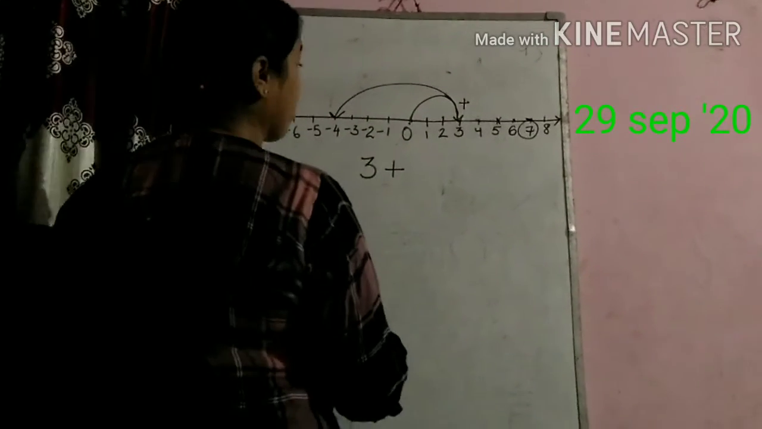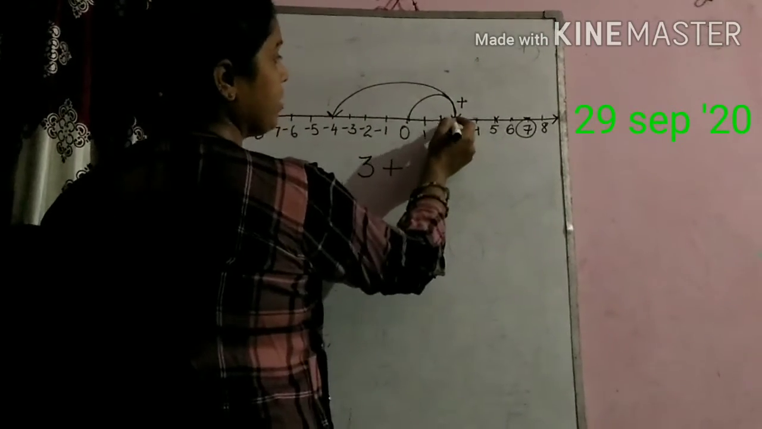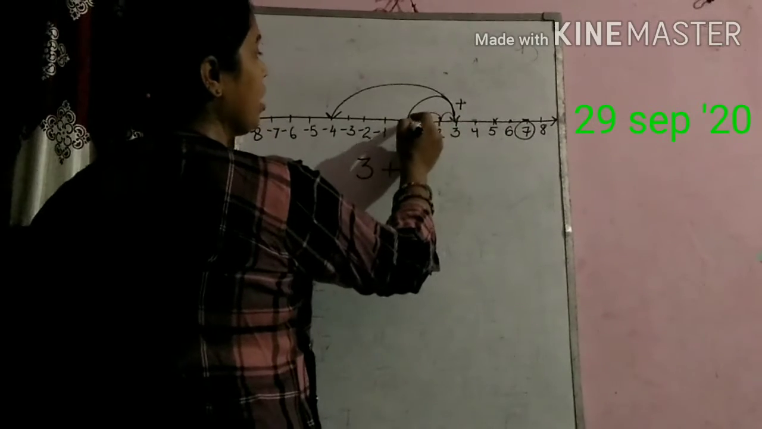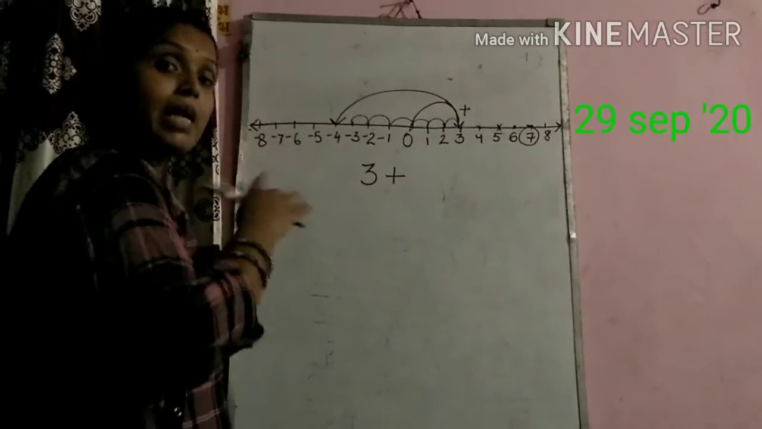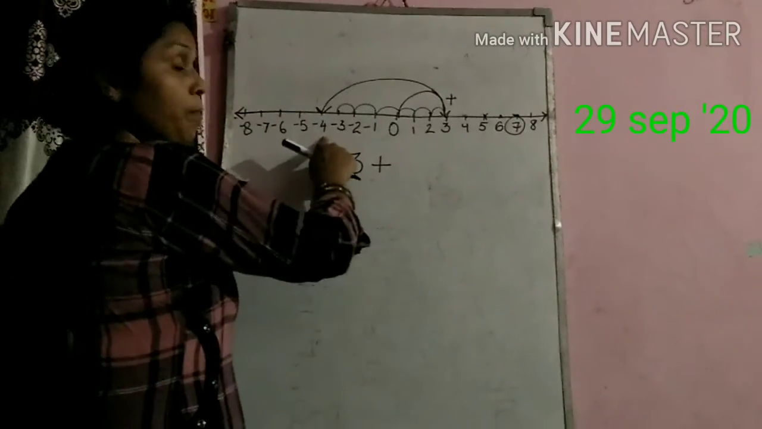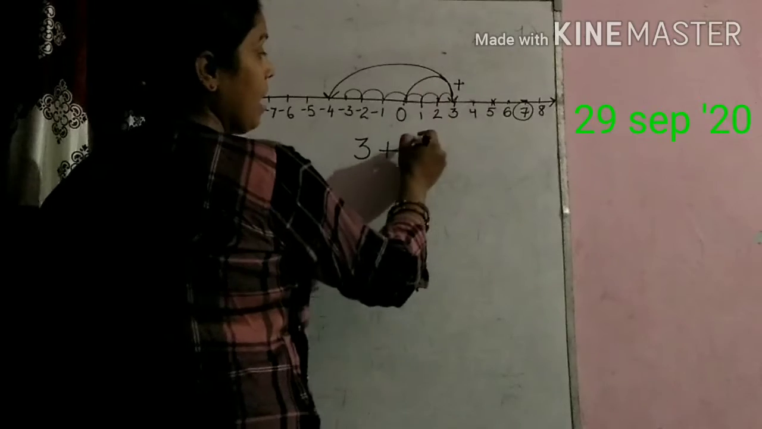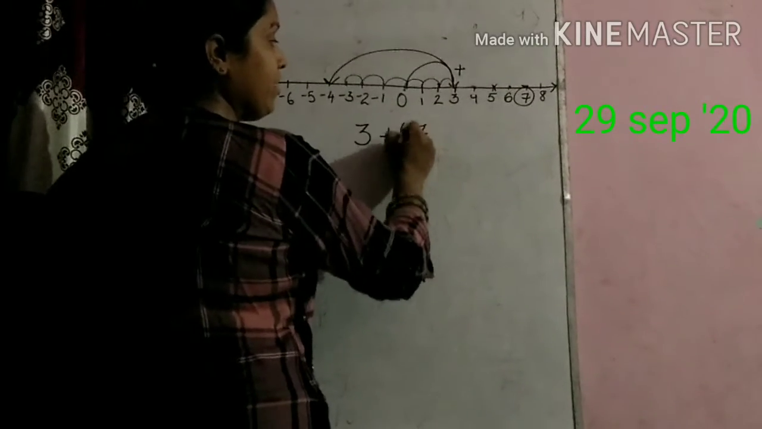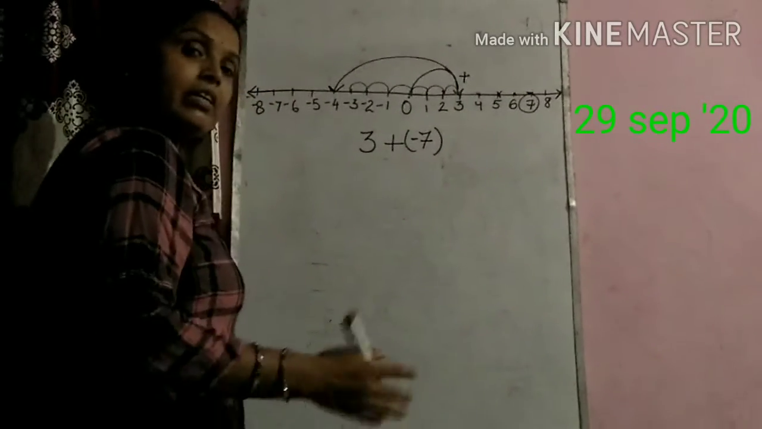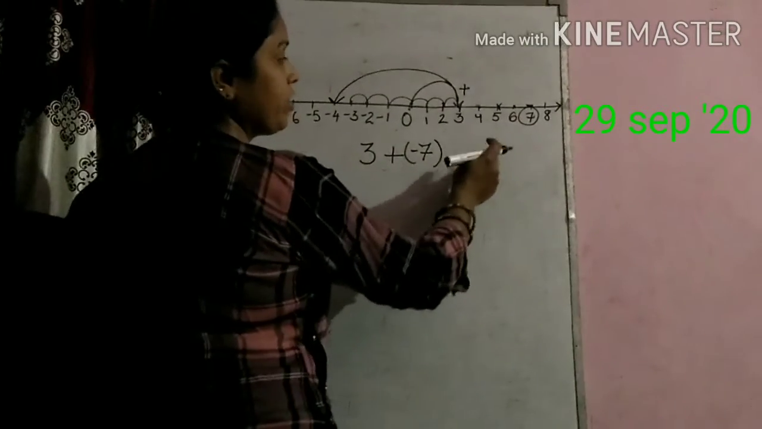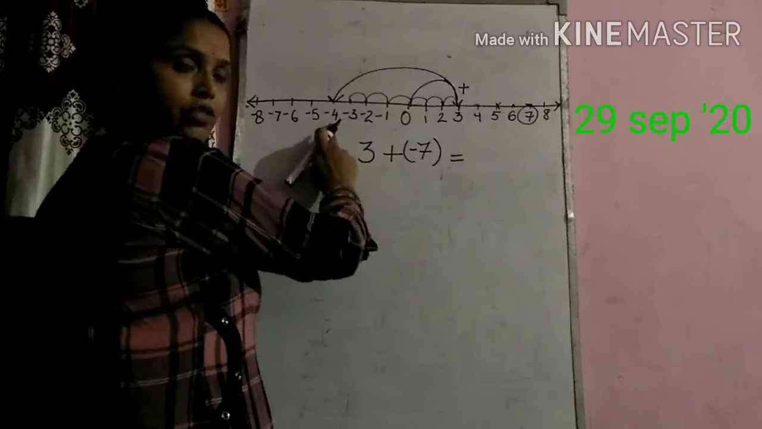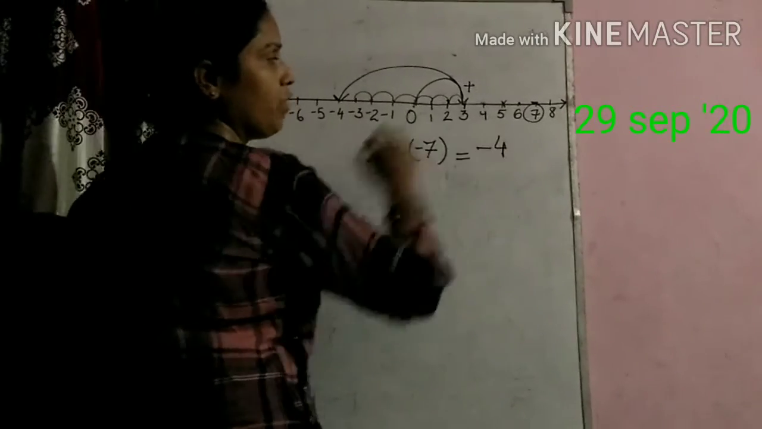How many steps backward is it moving, children? You just count that. 1, 2, 3, 4, 5, 6, 7. It's moving 7 steps backward. And this is your negative side. That means I am moving 7 negative integers. 7 times negative integer you will take here. And then what is the answer you are getting here? -4. So you will be writing -4 over here.